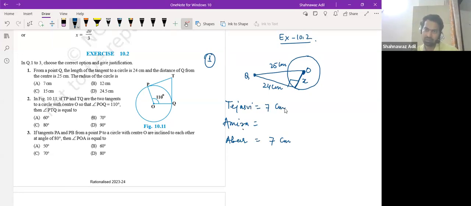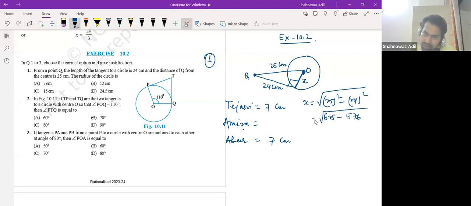I'm still calculating. Good. So x would be the root of 25 squared minus 24 squared, right? So this is 625 and this is, I guess, 576. So how much will you get? Amira, what did you get?